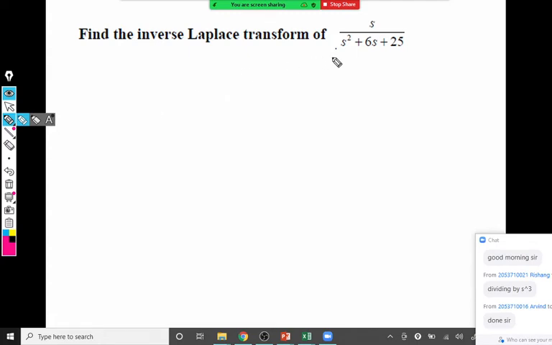Our aim is to get the inverse Laplace of this term. I want the answer from you now. What will be our first step? Yes, anyone? So it will be s plus 3 minus 3 upon s plus 3 whole square plus 4 square. Okay, very good, very nice.